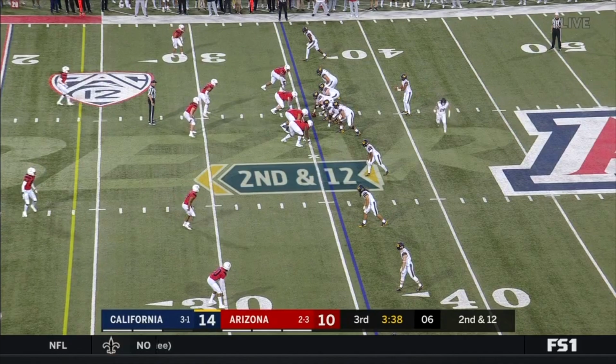What we see pre-snap is that Cal's in a trips formation, and Arizona's playing essentially a version of the Tampa 2. In the Tampa 2 coverage, the safeties will divide the deep field in halves. Here we see them sitting at 13 and 14 yards off the line of scrimmage, while the linebacker here will be responsible for running with anything through the middle. On this play, we're running Hawkins through the middle, and so that's going to get rid of that linebacker and open up a void in the intermediate middle.